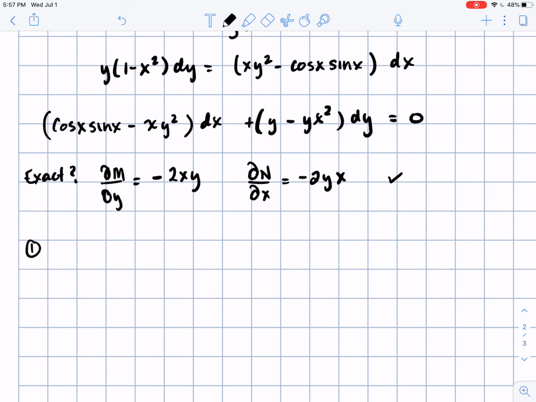Let's start with that first function here. Actually, you know what? Let's start with the second one because it's a little bit easier and we don't have to deal with the trig right away. Okay.